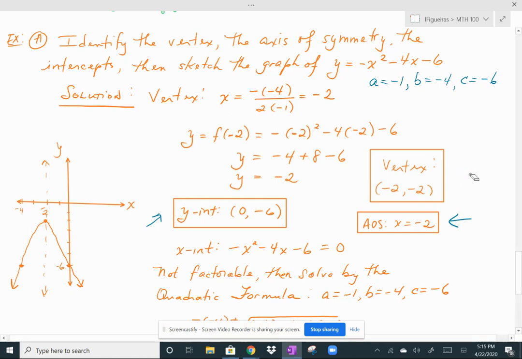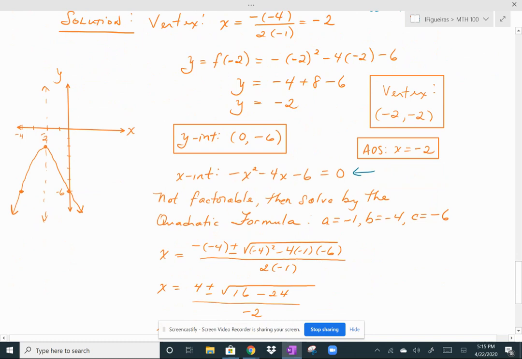Okay, now let's find our x-intercepts. The x-intercepts is when you let the equation equal 0. All right, so even if you tried, you can't factor this one. So we're going to use the quadratic formula. So remember, quadratic formula is negative b plus or minus the square root of b squared minus 4ac over 2a. So you should memorize that if you haven't already. So here's my a, b, and c, and I just plugged it in here into the quadratic formula.